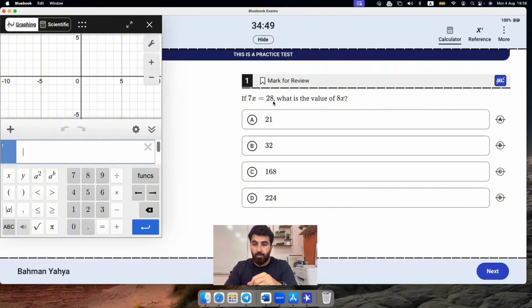7x is equal to 28. They ask, what is 8x? Look, if 7x is equal to 28, it means x is 4. So 8 times 4, that is 32.